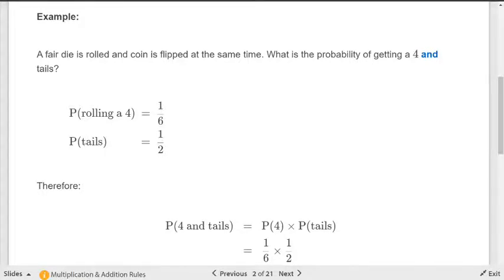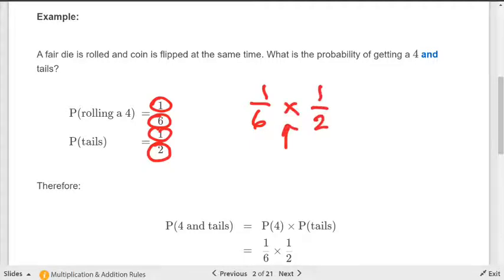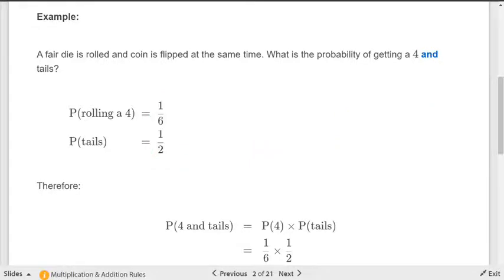So the probability of rolling a 4, right? There's one 4 out of 6 numbers, so that's 1 out of 6, or 1/6, right? The probability of getting a tails, there's either heads or tails. Tails is only 1 out of how many total possibilities? 2. And since it's an AND statement, that means a multiplication. So all I'm going to do is multiply those two things together, which is going to give me 1/12. Okay? So watch out for those connecting words, AND.